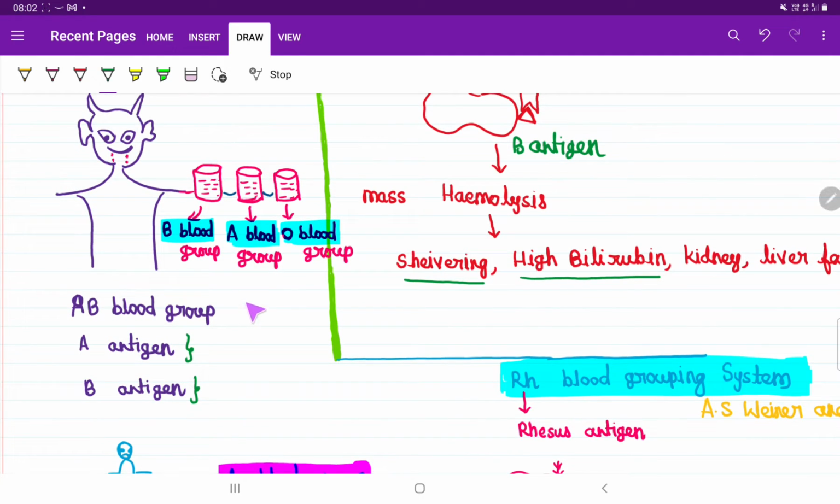Obviously, they can accept blood from the AB blood group, isn't it? And they can accept blood from even the B blood group also. Why? Because the B blood group has the B antigen, right? That is already present in their body. They can accept blood even from the A blood group also, because the A blood group has the A antigen that is already present in their body, so it's not going to harm them.